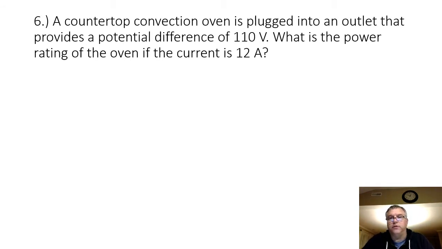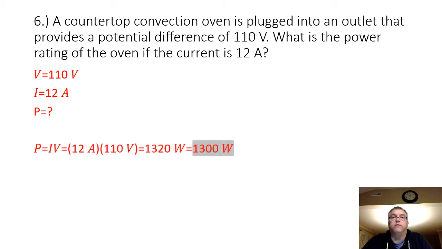Problem number 6, another easy one. Don't worry, we're going to make up for this for the last 4 problems though. Let's see, a countertop convection oven is plugged into an outlet that provides a potential difference of 110 volts. What is the power rating of the oven if the current is 12 amps? So again, I'm given the voltage of 110 volts. The current is 12 amps. And once again, I am looking for the power. So as before, power equals current times voltage. So 12 amps times 110 volts is going to give me 1,320 watts. Rounded to 2 significant figures is going to be 1,300 watts.